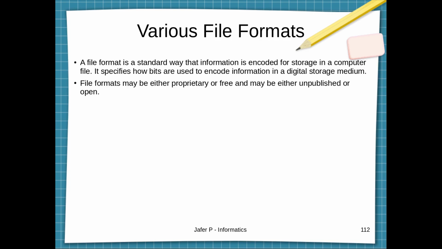File formats may be either proprietary or free, and may be either unpublished or open. These file formats may be proprietary, that means you have to pay for that, or free. Some file formats are designed for very particular types of data. For example, image. Image can have, as I told you, different kinds of file formats.